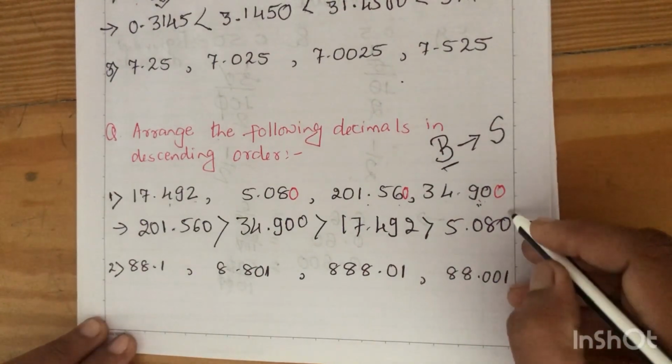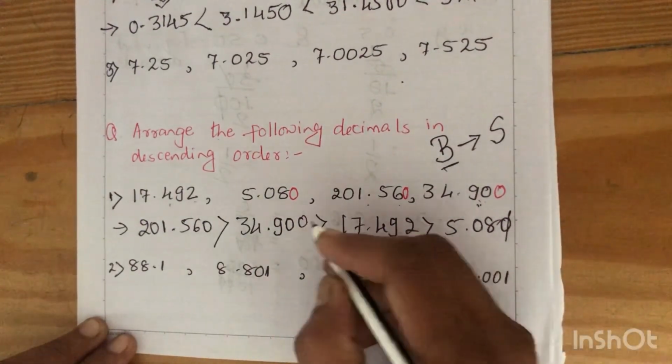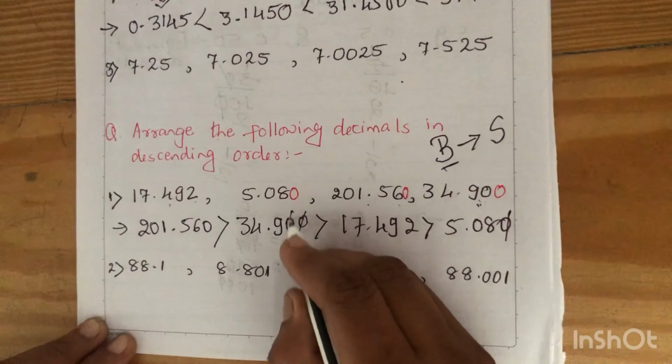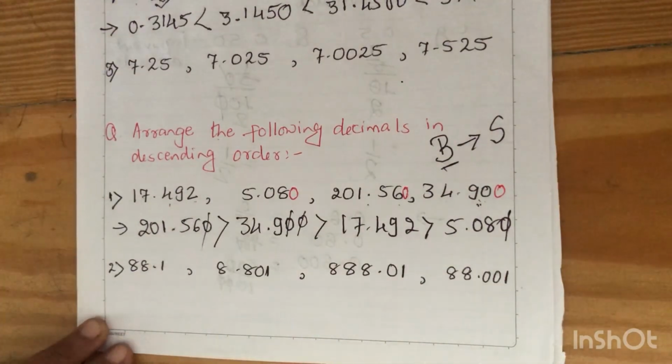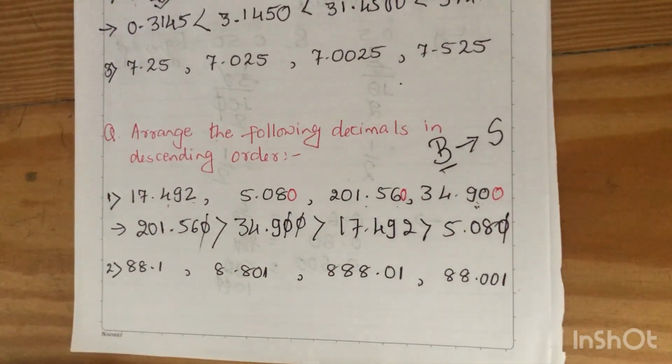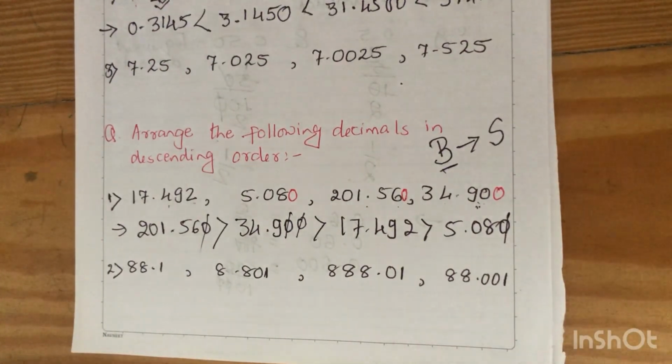You may ignore these decimal zeros also, whichever you have added, that can be ignored also. Both are one and the same. Now can you try out the second one? Please do it. Thank you.